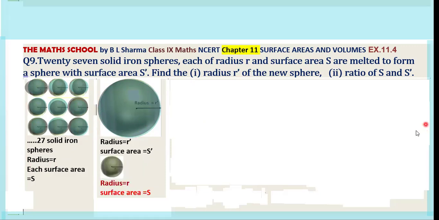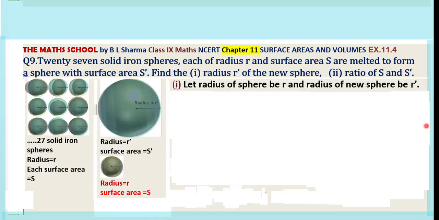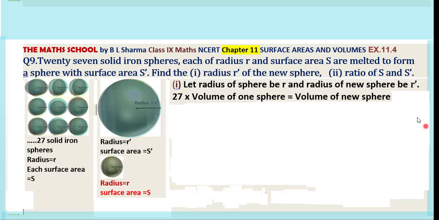The radius of one small sphere is r and its surface area is S. The new sphere that is formed has radius r dash and surface area S dash. Now it is given 27 into volume of one small sphere is equal to volume of the new, that is large, sphere. So 27 into volume of one small sphere is equal to volume of the new sphere. 27 as it is.